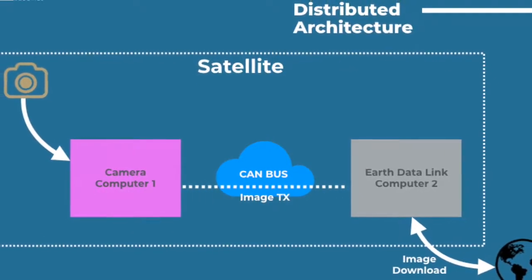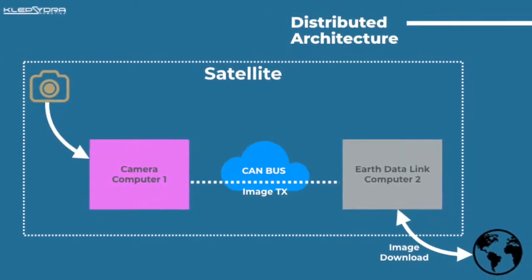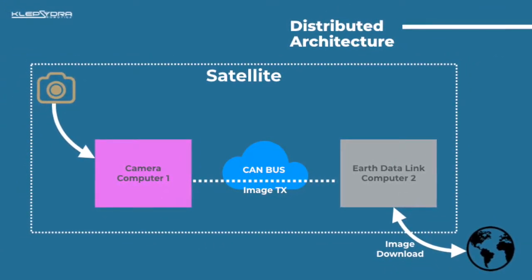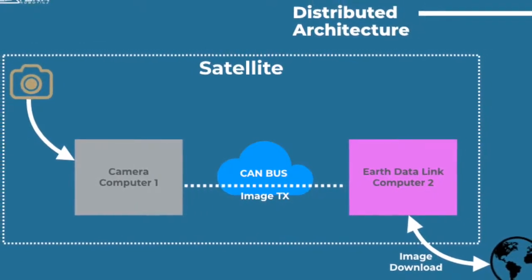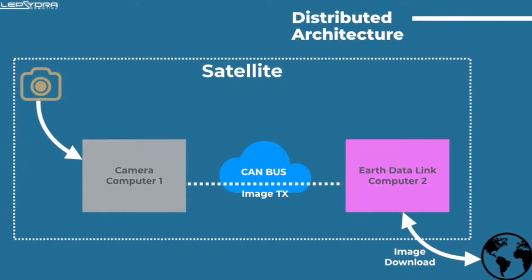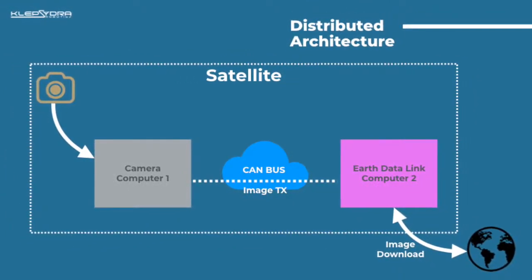Computer 1 connected to the camera. It will capture images and send them via CAN bus. And Computer 2 connected to the Earth data link. It will receive the images from Computer 1 for Earth download.